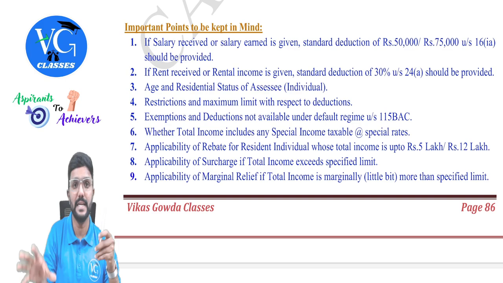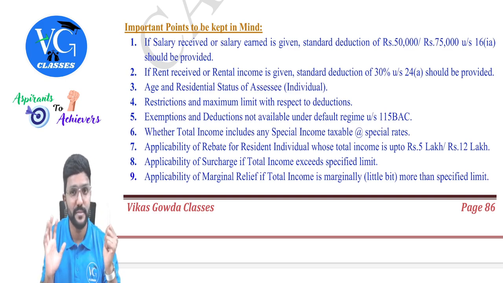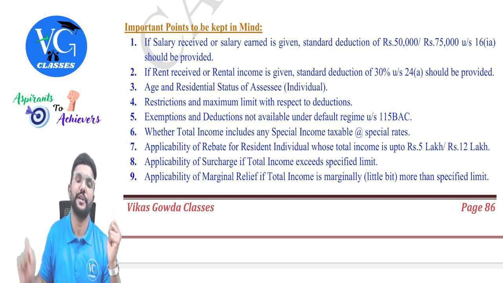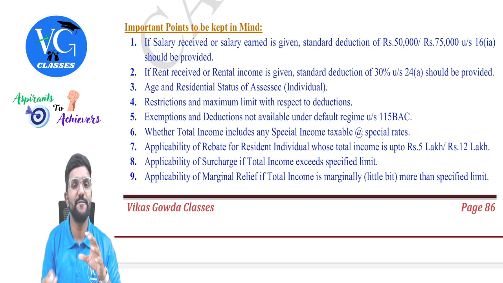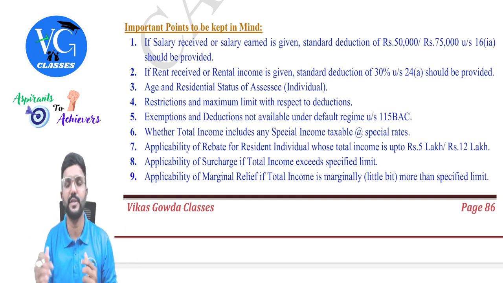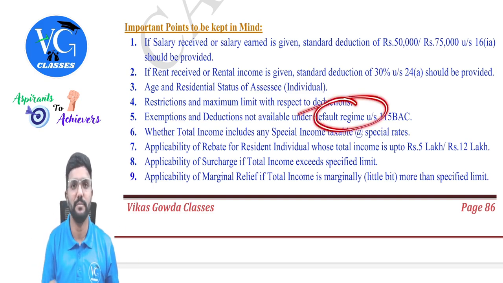Means in your calculations, you should not give that exemption or deduction, but just give a note for it. Just give a note for it, guys. And if by chance, assume the question is on total income or tax liability, but the question is silent about which scheme to be followed. Sir, what scheme should I follow to solve the question, sir? Default scheme. If the question is silent about default or optional scheme, go with the default scheme.